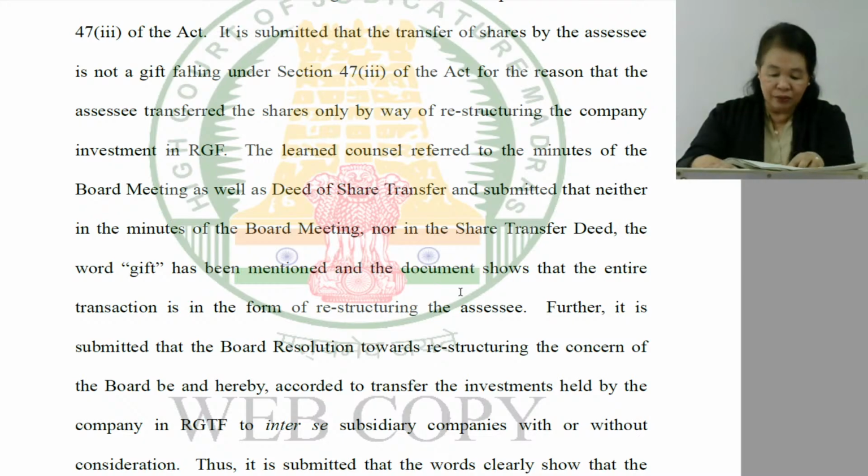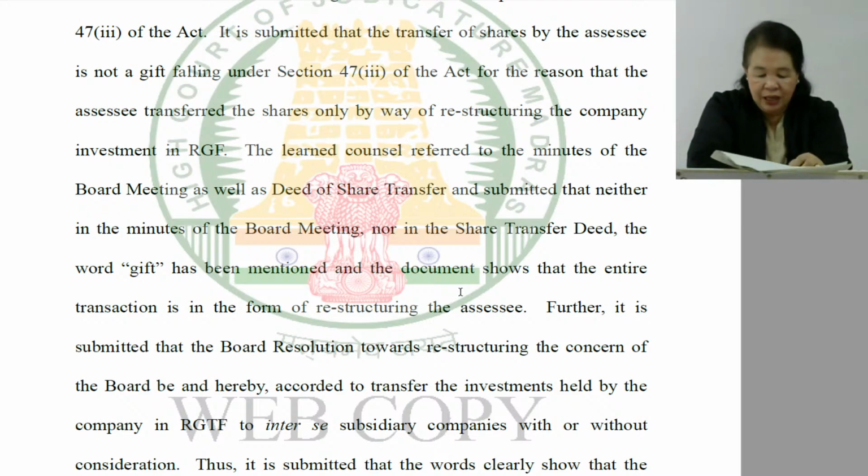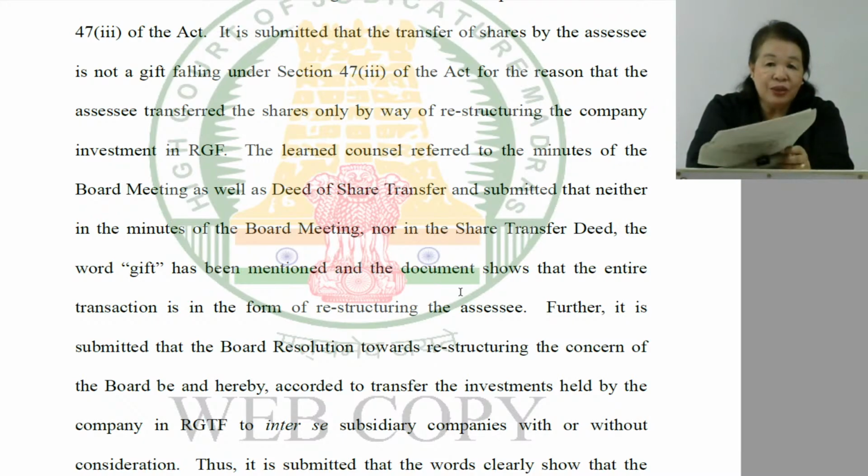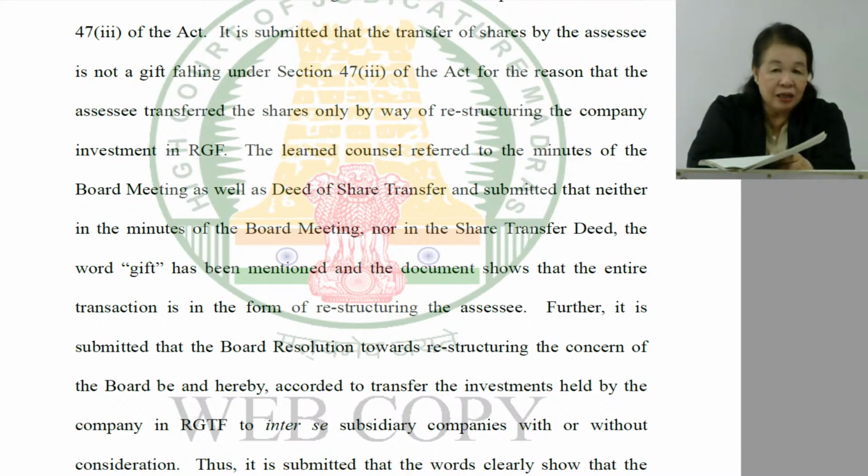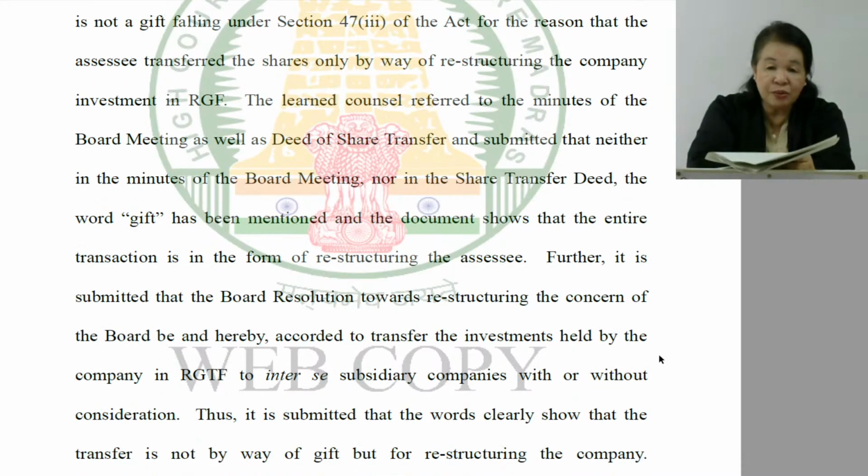So anong sabi nung learned counsel ng tax authority? Wala silang sinasabi during the board meeting na ang shares of stocks ita-transfer nila by way of gift. Ano yung sabi nila? The shares of stocks is in the form of restructuring. So business restructuring pala. Binago nila or doon sila nagbigay ng shares of stocks nila o nag-invest sila doon sa isang company.